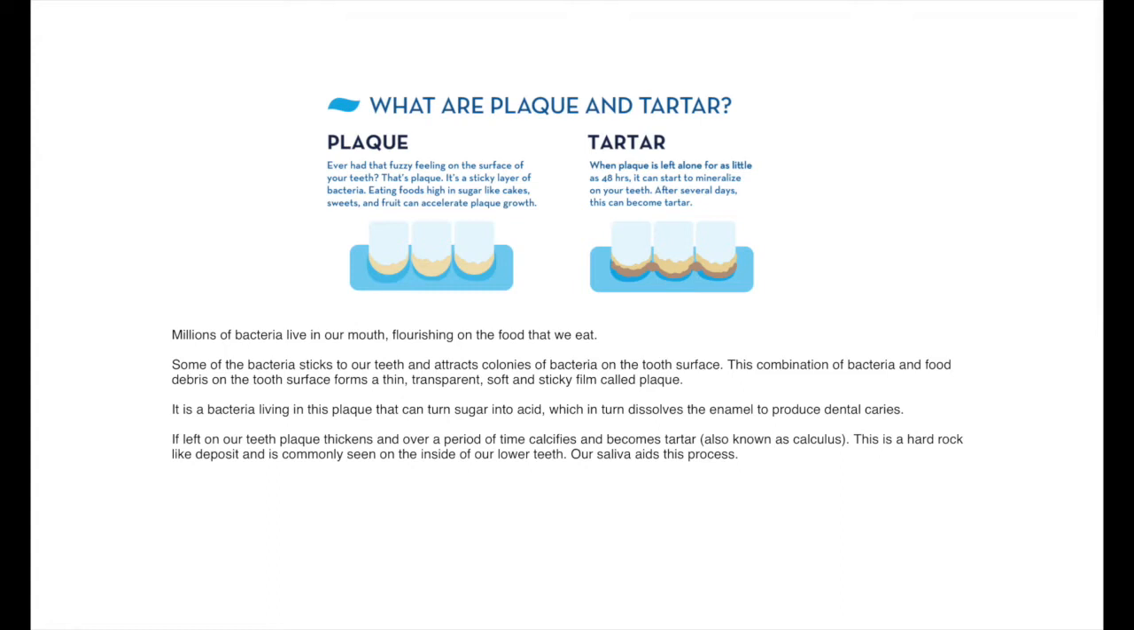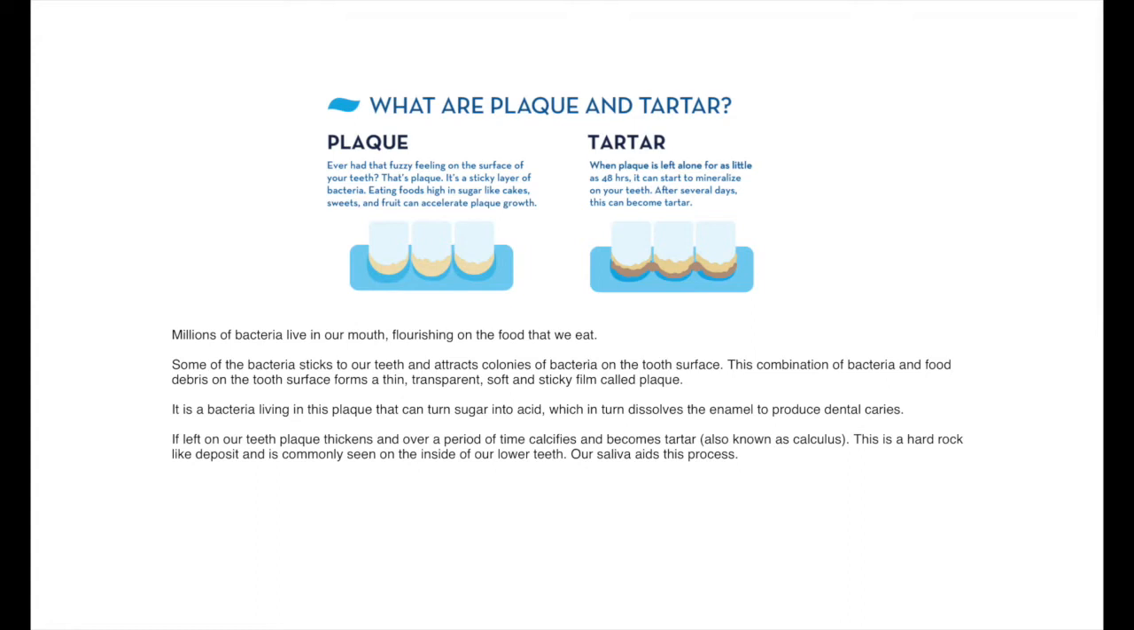To allow us to look at these in more detail, we first need to understand what happens in the mouth. Millions of bacteria live in our mouth, flourishing on the food that we eat. Some of this bacteria sticks to our teeth and attracts colonies of bacteria onto the tooth surface. You may have felt this on your own teeth. It feels like a fuzzy film and is called plaque. Plaque is a combination of bacteria and food debris on the tooth surface, which forms as a thin, transparent layer. It is soft and sticky, often build-up can be seen and looks creamy white and fluffy. It collects around the necks of the teeth where they meet the gum line.